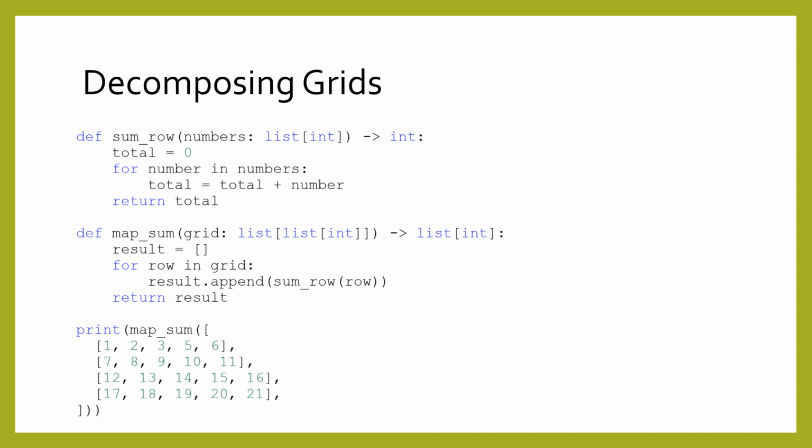Decomposing complex grid handling functions with a helper function is a smart way to make complicated code easier to read. Instead of trying to do two different loops, we can have one of the loops in a separate helper function. This example shows how we can turn a list of lists of integers into a single list of integers by mapping a sum function to each row. This same idea can be applied to many other 2D list operations.